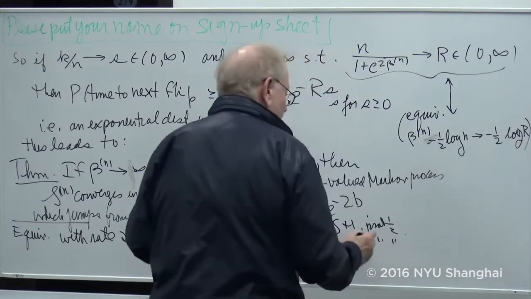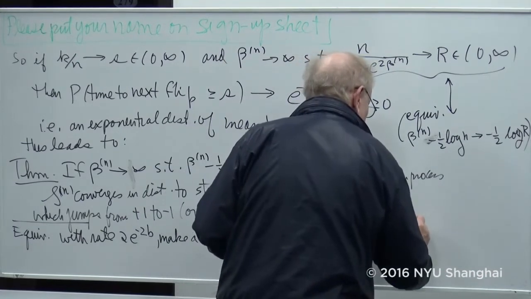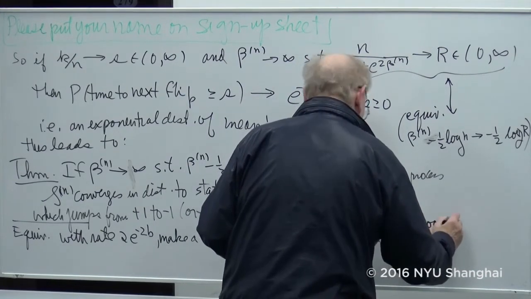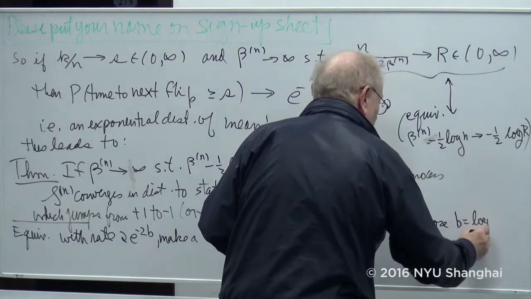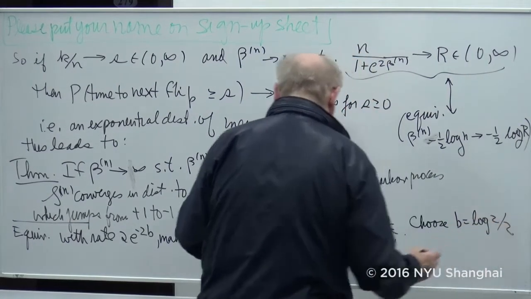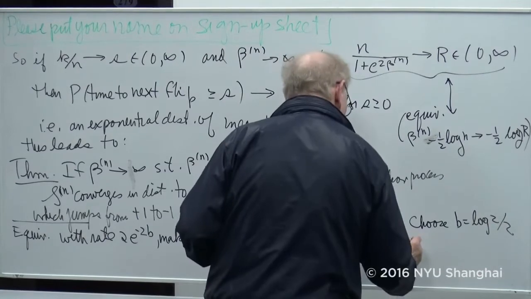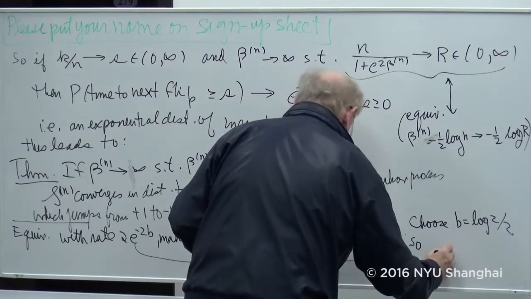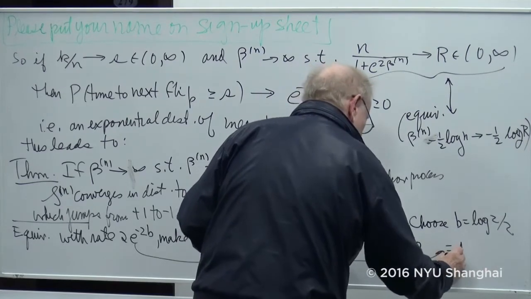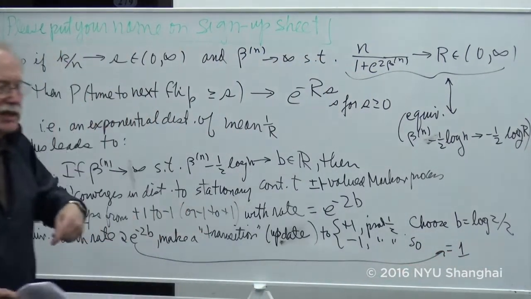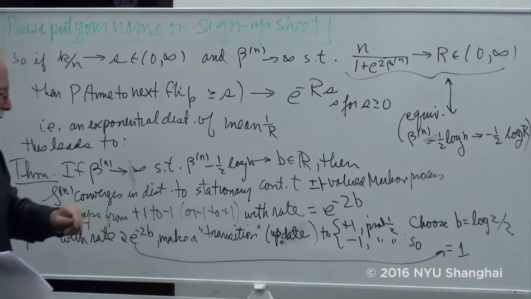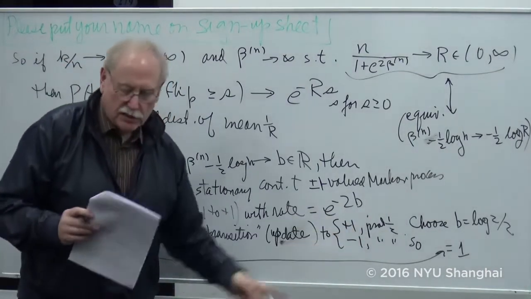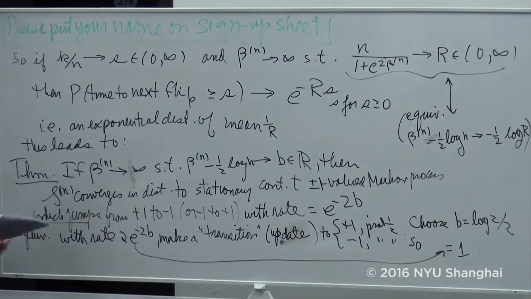Okay, let's do one more thing for convenience. We'll take d to be log 2 divided by 2. So this rate now equals 1. So with rate 1, which means you wait an exponential mean 1 amount of time, and then you do this kind of update.